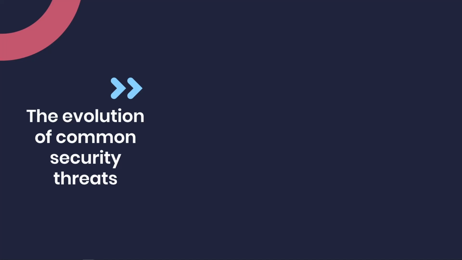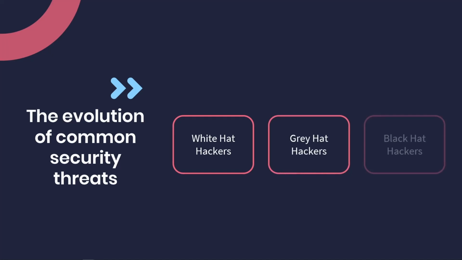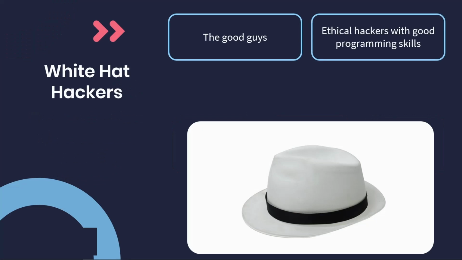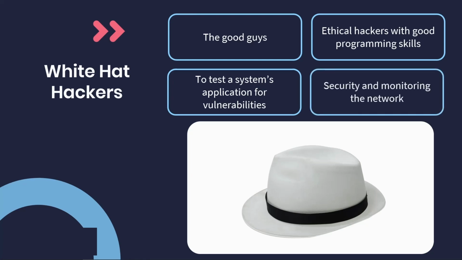There are 3 main classes of hackers: white hat hackers, gray hat hackers, and black hat hackers. White hat hackers are the good guys. Basically, white hat hackers are ethical hackers with very good programming skills. They mostly work in partnership with companies. A white hat hacker might test a system's application for vulnerabilities and report the vulnerabilities to the company before they are exploited.